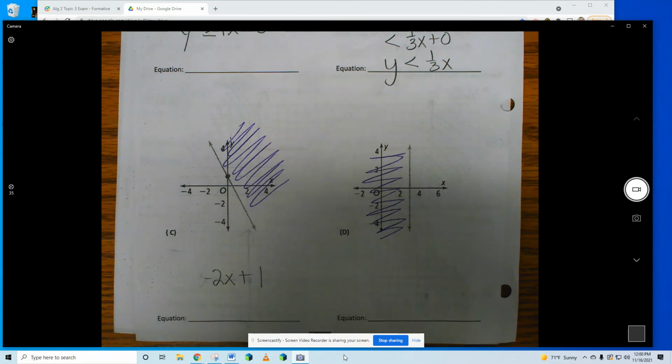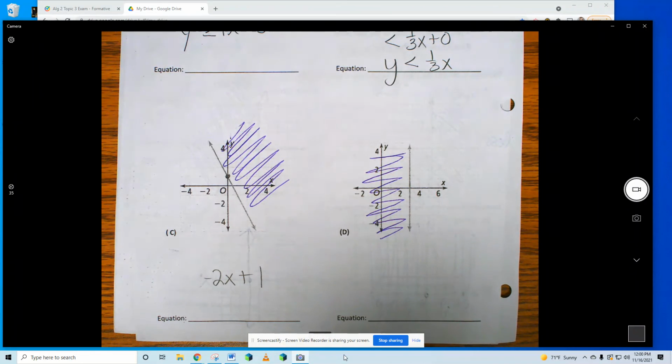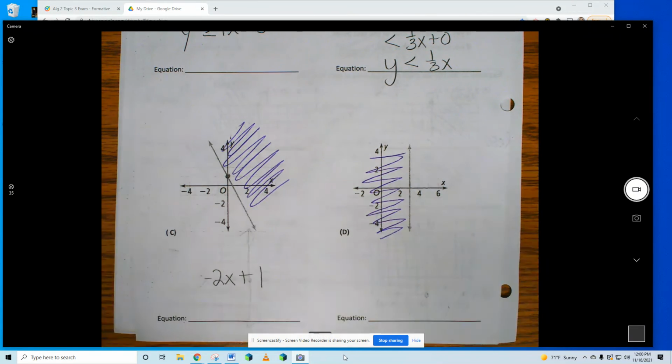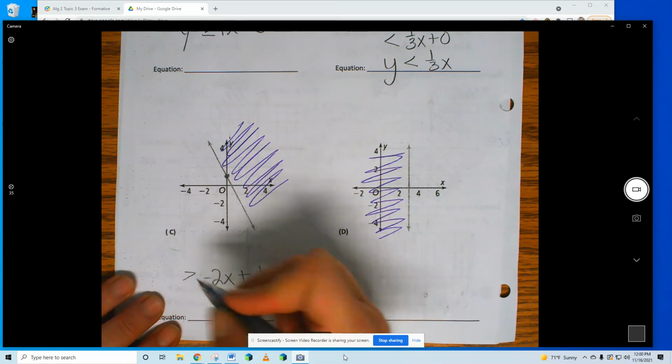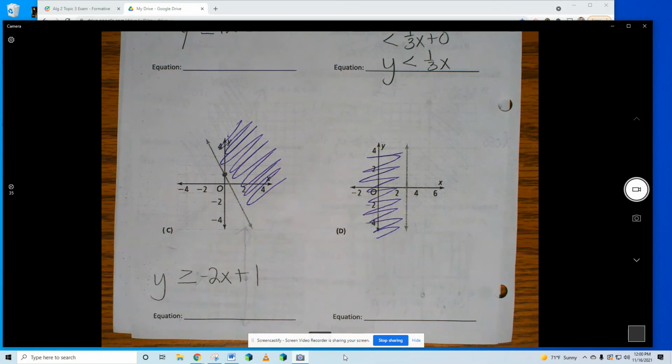Is it solid or dotted? Is my shading greater or less? Is my shading above or below? That's a greater than. And you said it was a solid line? That's a line underneath it. And you need the y.